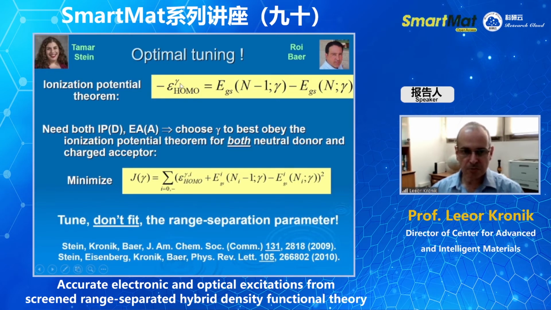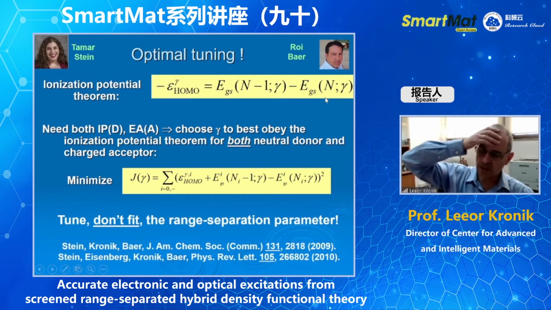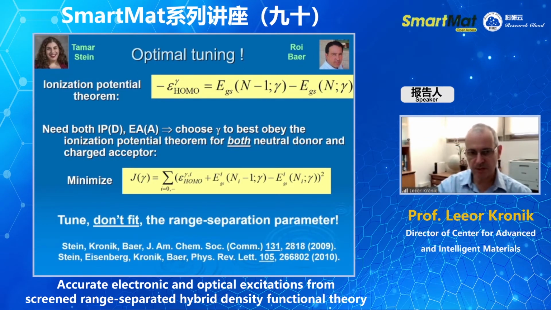Now, there's no such theorem for the electron affinity, but I can do the same for the anion, saying that epsilon HOMO of the anion is the total energy difference between anion and neutral. So then I would have a condition that effectively talks about the electron affinity, because the ionization potential of the anion is the same as the electron affinity of the neutral. So I have two conditions, only one variable, and I will minimize it, say, in the least squares sense.